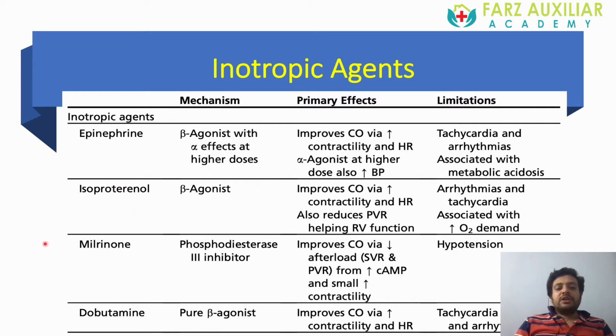Milrinone can be used. It also has good pulmonary vasodilator action. It decreases both afterload and PVR. But the main limitation of milrinone in this scenario is hypotension. So in patients with isolated pulmonary hypertension without much hemodynamic instability, milrinone can be a good choice. Dobutamine can also be a good choice. It is a pure beta agonist, but the main issue with dobutamine, just like epinephrine, is that it causes significant tachycardia and predisposes to arrhythmia.